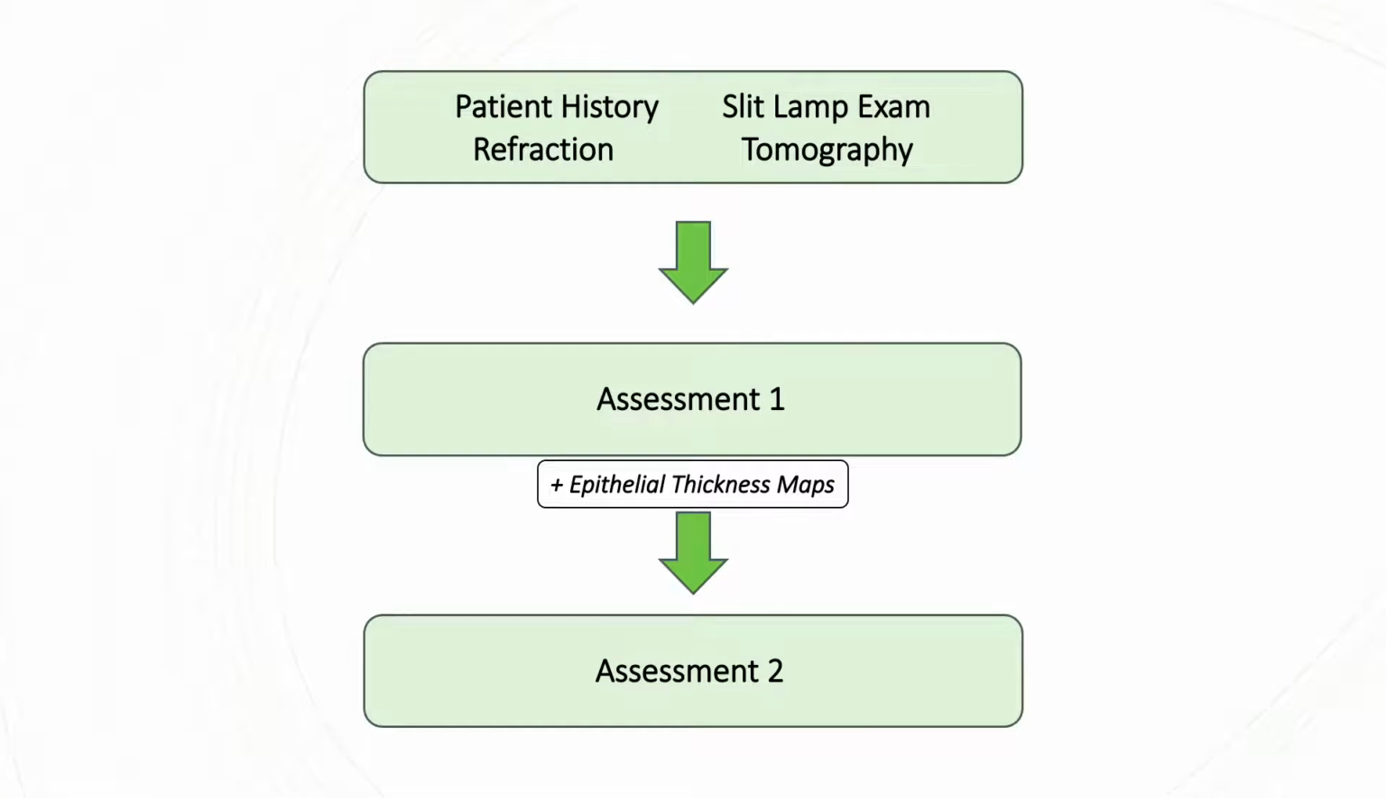An initial assessment was made based on patient history, refraction, slit lamp examination findings, and tomography, which included the 4-map refractive display shown earlier, as well as the Belin-Ambrosio enhanced ectasia display. The examiners were then shown the patient's epithelial thickness maps derived from OCT imaging of the cornea, and a second assessment was made. For each patient, every assessment was made based on an evaluation of both eyes. Changes from assessment 1 to assessment 2 were recorded, and the results were as follows.